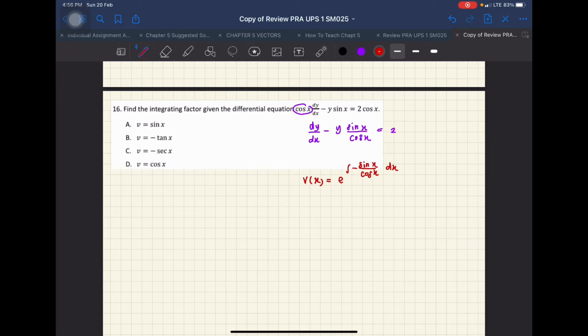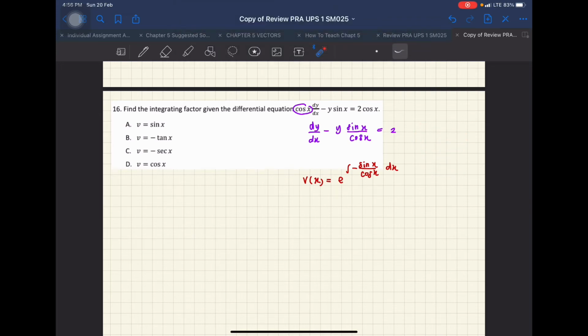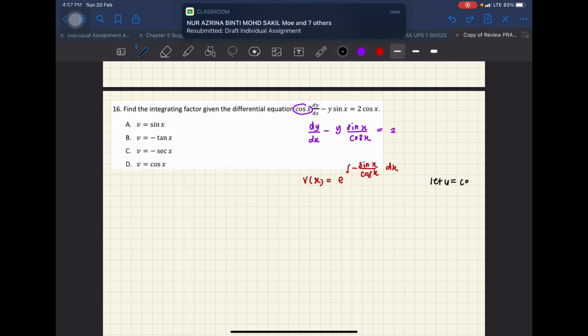Okay, settle. Alright, so from here you can actually use two methods, either the special case one, where you have the integral of f prime x over fx, or you can use another way, which is substitution. So I like to use the substitution method, so I'm going to use that method to find our integrating factor. Okay, so we will let u equal to cos x. I will take the u that is at the bottom.